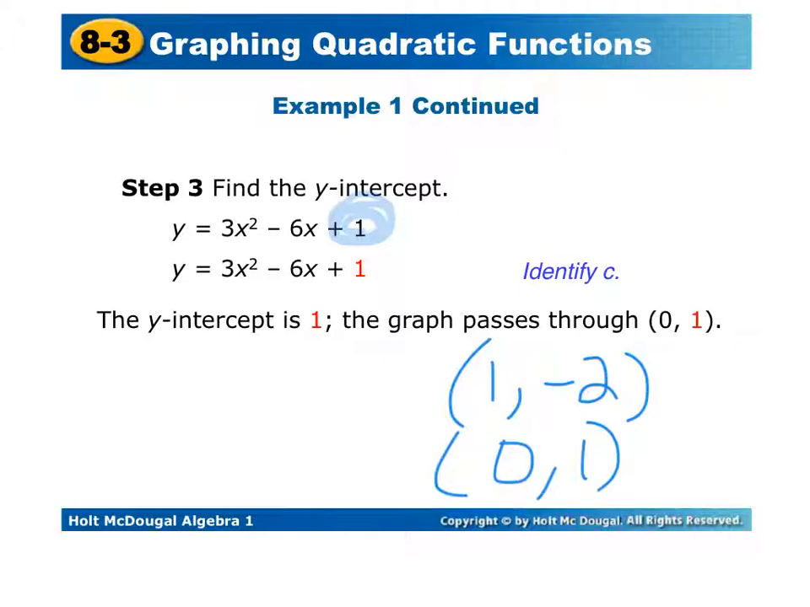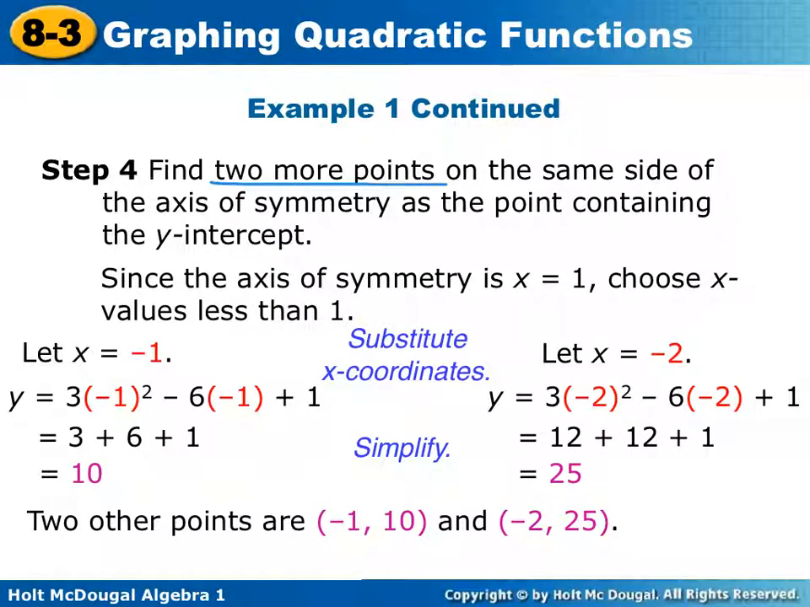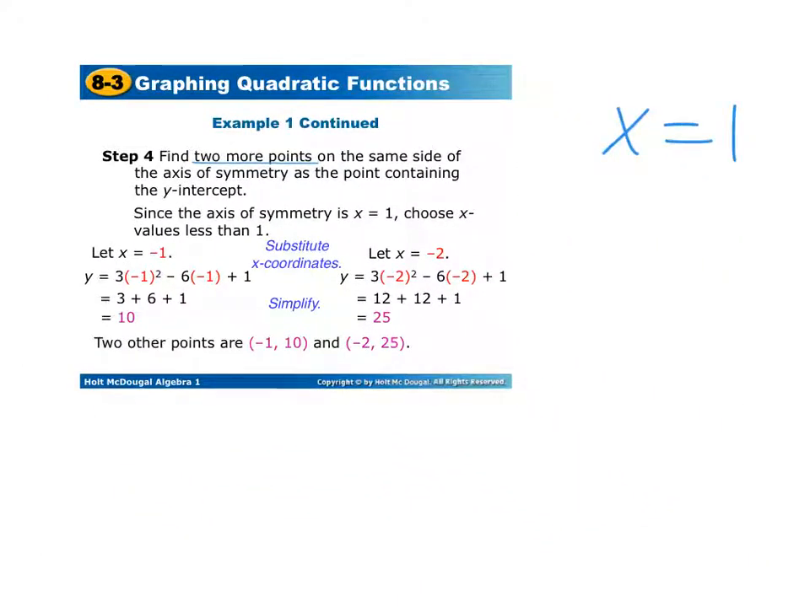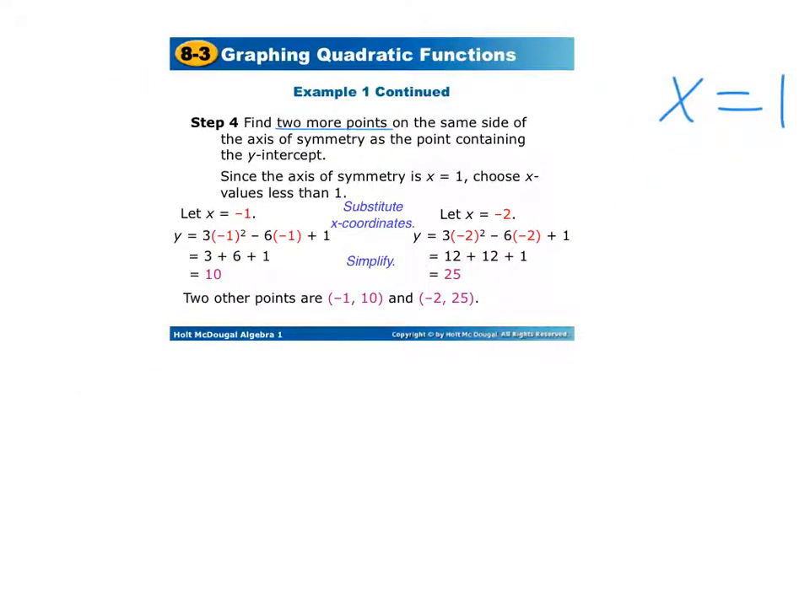Now, the next step, it's up to you which x's you're going to plug in. So next step is to find 2 more points. They recommend that you find them on the same side of the axis of symmetry. Remember, our axis of symmetry is x equals 1. So I'm going to pick 2 numbers that are either bigger than 1 or smaller than 1, and then I'm going to plug them in. So they're choosing to do x equals -1 and x equals -2.